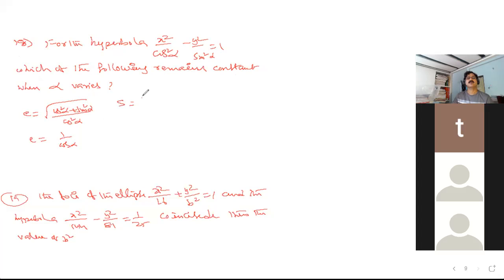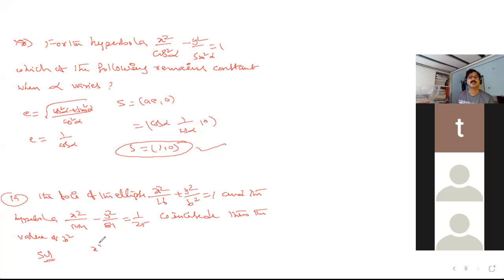So S is nothing but (ae, 0), where a is cos alpha, so ae is 1 by cos alpha into cos alpha, comma 0. So S is equal to (1, 0), which is free from alpha. So whatever the alpha may be, the right answer is that the abscissa of the foci is a constant, 1. Am I right, sir? Anybody have any doubt here? Shall I move on to the next?